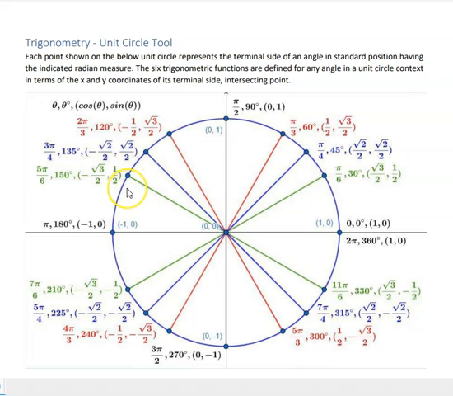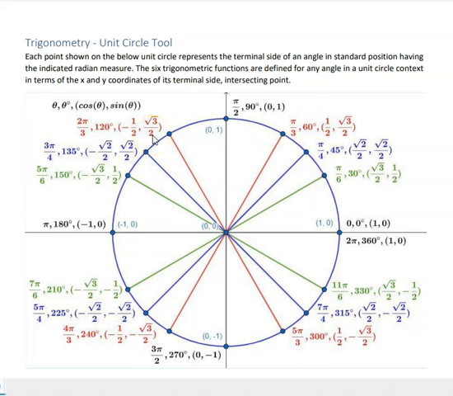And notice the color coding. Here we have pi over 3 and 2 pi over 3, and 4 pi over 3, 5 pi over 3, and for each of them, look at the cosine and sine. They're all variants of 1/2 and the square root of 3 over 2. The only thing different is the positive or negative sign associated with them.